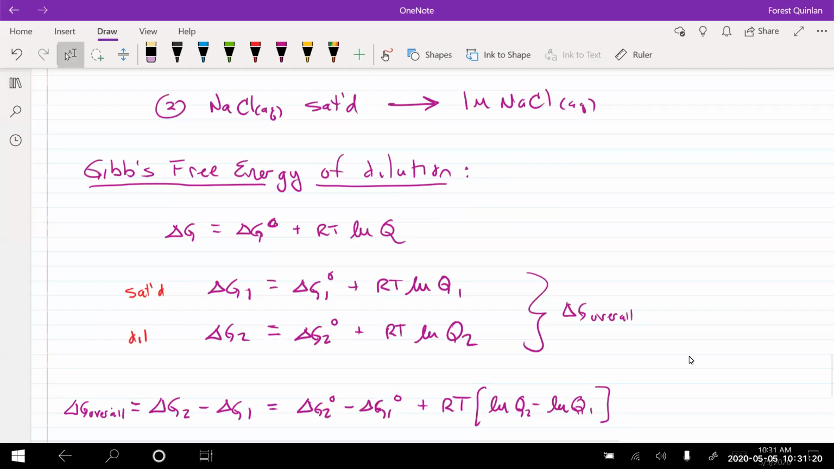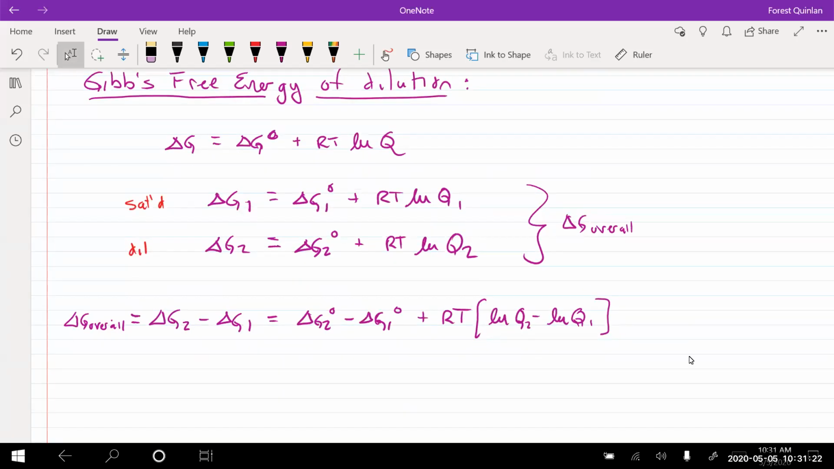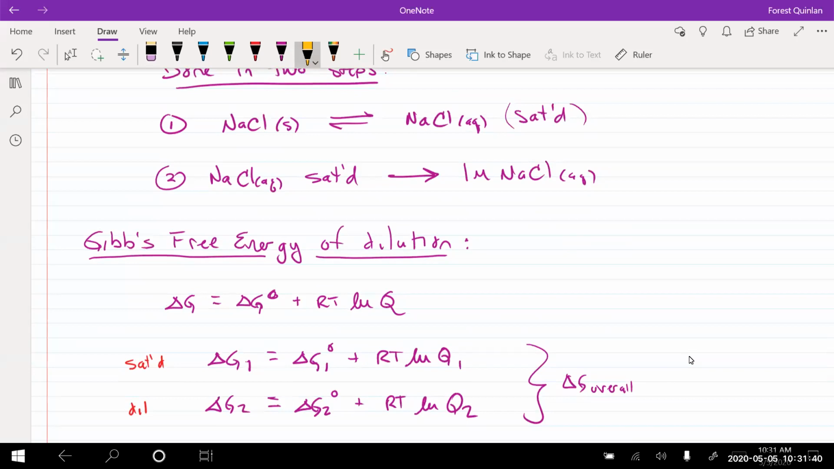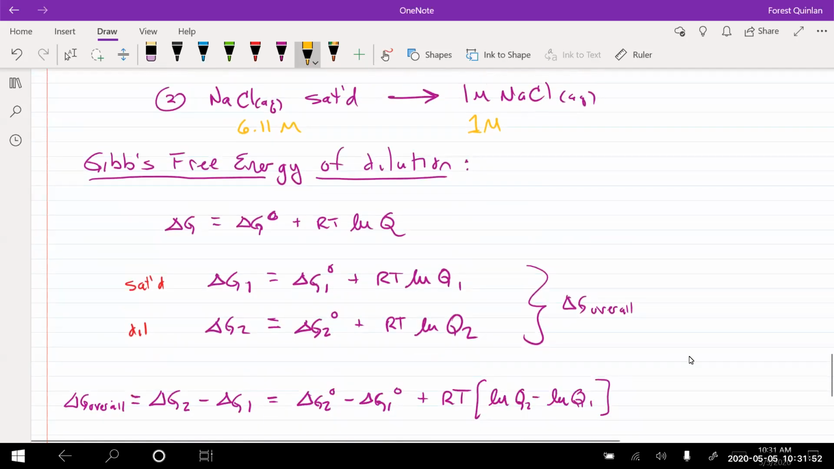Okay. All right. So we have our delta G equals delta G naught. We're not going to be at standard conditions here, because clearly we are not at 1 molar. We just said we're going to saturate this thing. A saturated NaCl solution is going to be 6.11 molar, and we're going to go down to 1 molar. So the most saturated you can get NaCl is basically a 6 molar solution. After that, it all falls out.